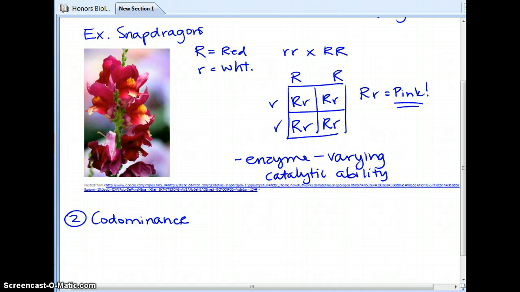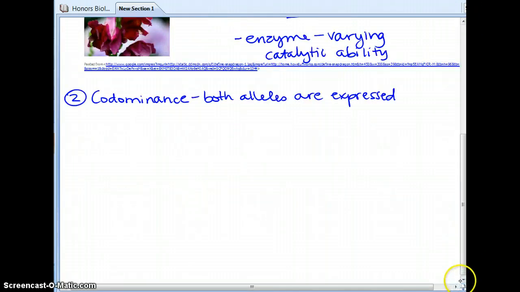I often say that it's like being a co-chair of a committee. You have two co-chairs, right? Each one is in charge. Each is a chair, so they both take control over the situation. The same is true in codominance. Both alleles are expressed. Alright, so let's take a look at an example of this case. The example we're going to talk about here is sickle cell disease, and sickle cell disease involves the protein hemoglobin.